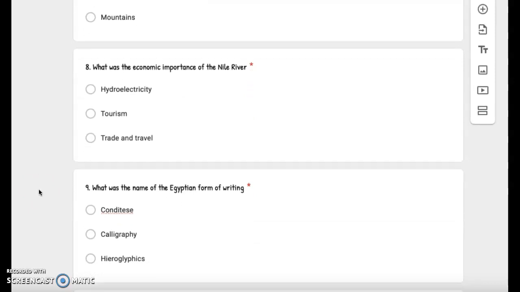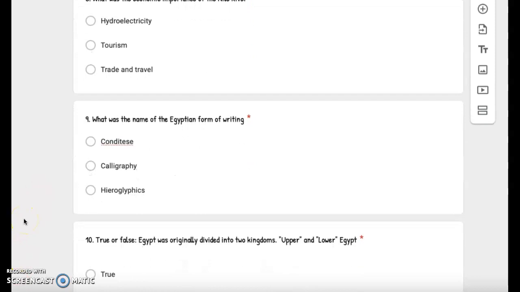Number 8. What was the economic importance of the Nile River? Hydroelectricity, tourism, or trade and travel? Number 9. What was the name of the Egyptian form of writing? Conodites, calligraphy, or hieroglyphics?